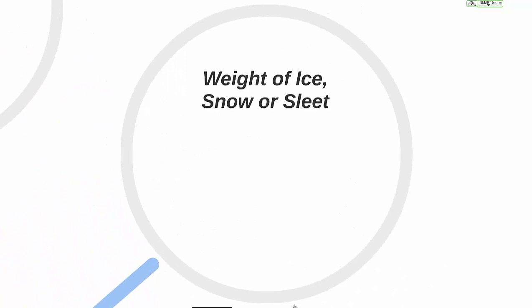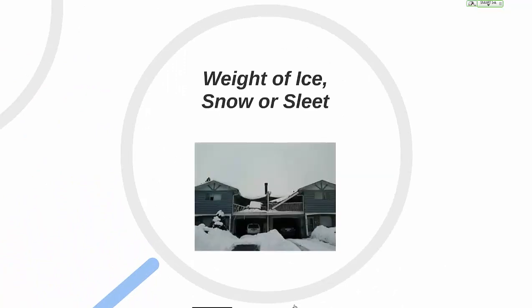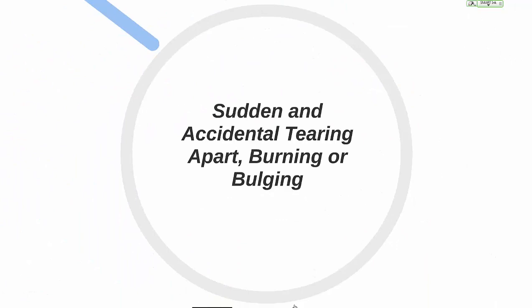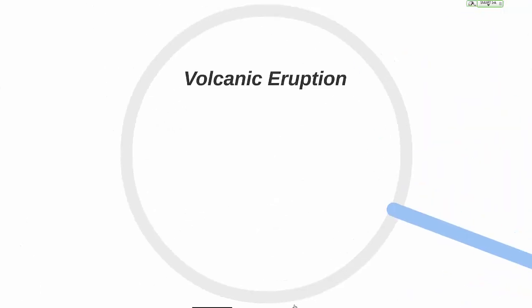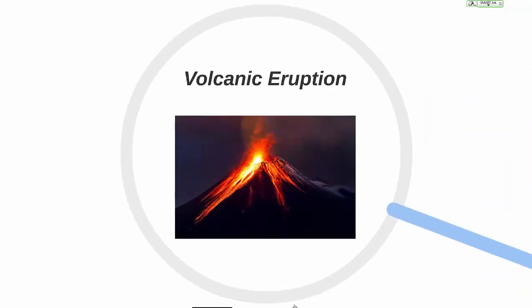Next, the weight of ice, snow, or sleet, which doesn't tend to be a significant peril in the South, but in the northern part of the United States can be a frequent loss. And sudden and accidental tearing apart, burning or bulging of boilers and machinery, and freezing of plumbing, air conditioning, or sprinkler systems or household appliance, and sudden and accidental damage from artificially generated currents. And lastly, volcanic eruption. So now you know the 16 covered perils.